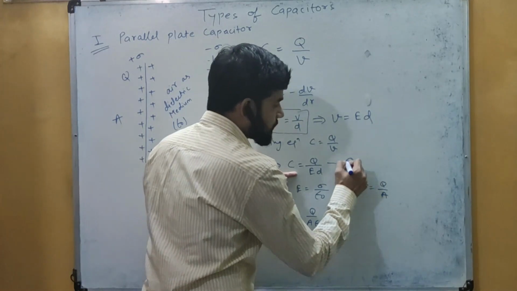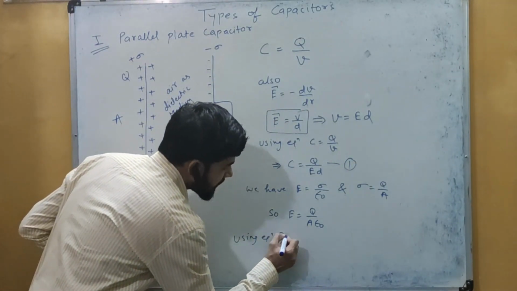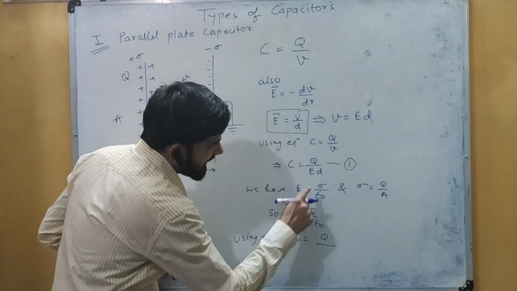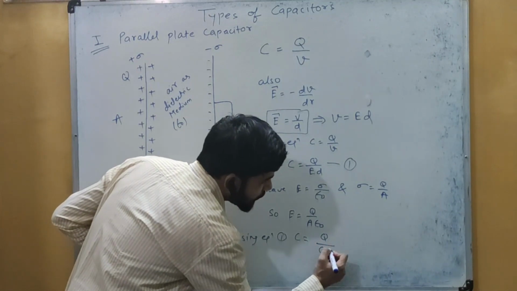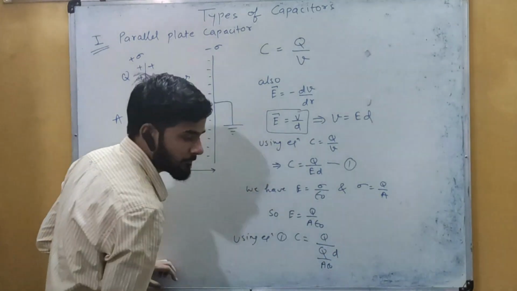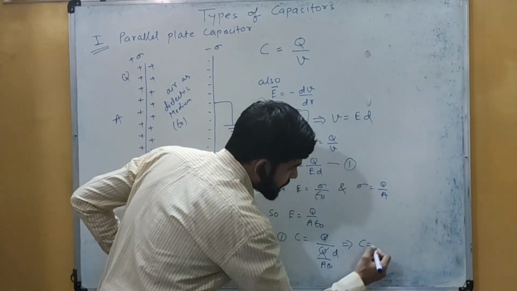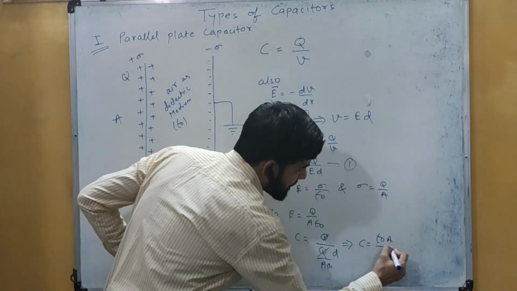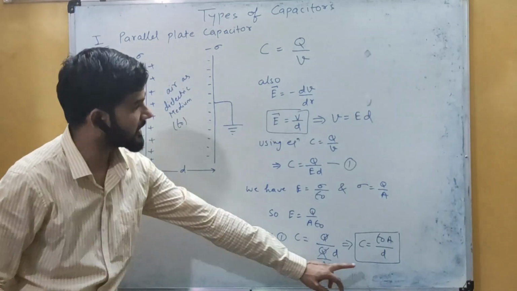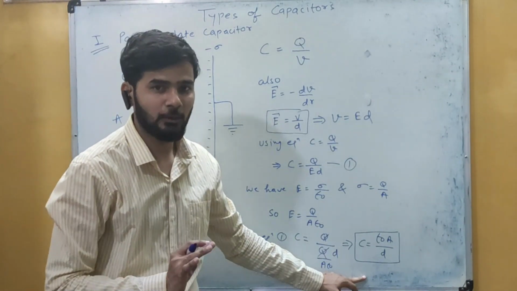I will give this equation number as equation number 1. So using equation 1, I can write C is equals to Q by, what is the value of E? E is equals to Q by A epsilon naught into D. This Q gets cancelled and I can write this C is equals to epsilon naught A by D. This is the expression for the capacitance of a parallel plate capacitor.